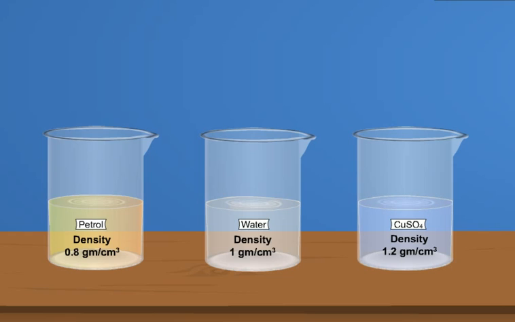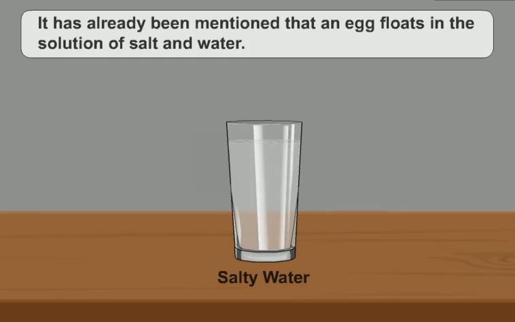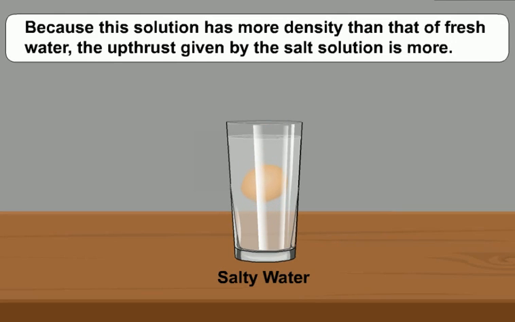The result is that the apparent loss is the highest in copper sulfate solution and the lowest in petrol. This shows that the apparent loss, that is, the upthrust, is proportional to the density of the liquid in which the solid is immersed. It has already been mentioned that an egg floats in the solution of salt and water because this solution has more density than that of fresh water. The upthrust given by the salt solution is more.